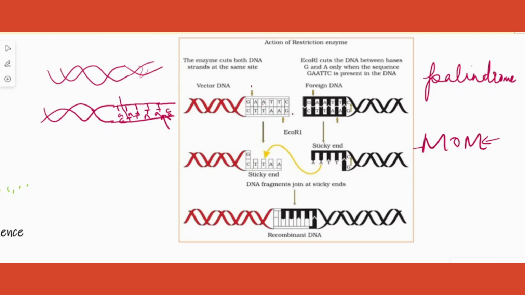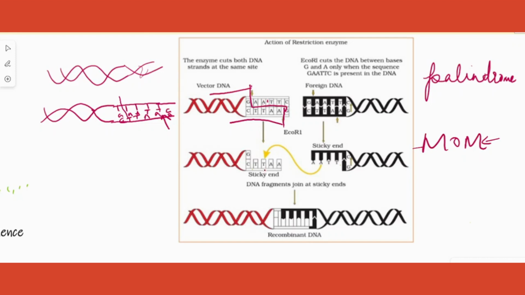This is a sequence. It is not cutting at the center, and it is not cutting at the start of the sequence. It's cutting a little away from the center. So where is it cutting? It's cutting here, and it is cutting on the other strand right after G. Now when it cuts like that, what will happen? It will create a sticky end. It's called a sticky end.